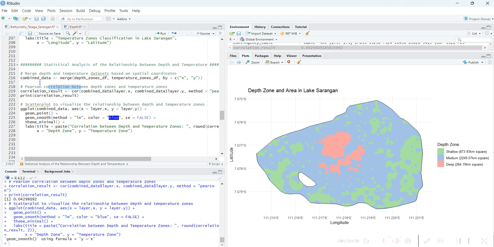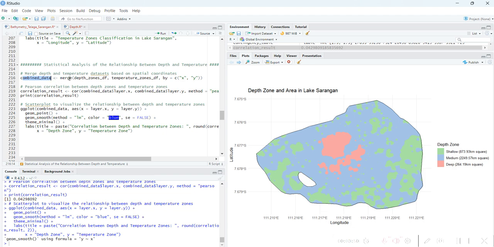So here is a step by step breakdown of the code. The first step is to match the data sets for depth and temperature based on their spatial coordinates. In this case, the x and y values represent the latitude and longitude coordinates of each point in the lake, and we need to combine these data sets so that we can analyze the depth and the temperature data on the same locations.